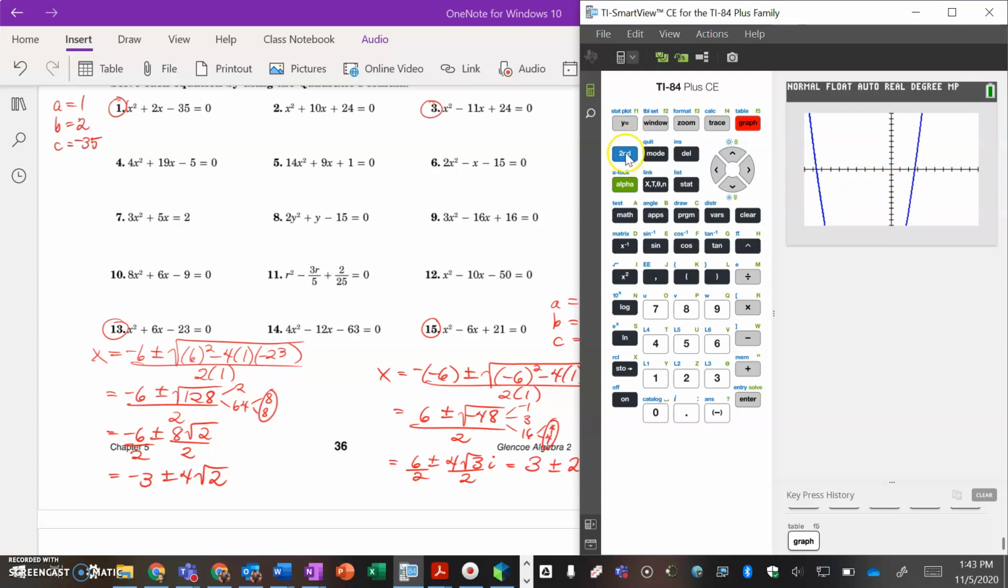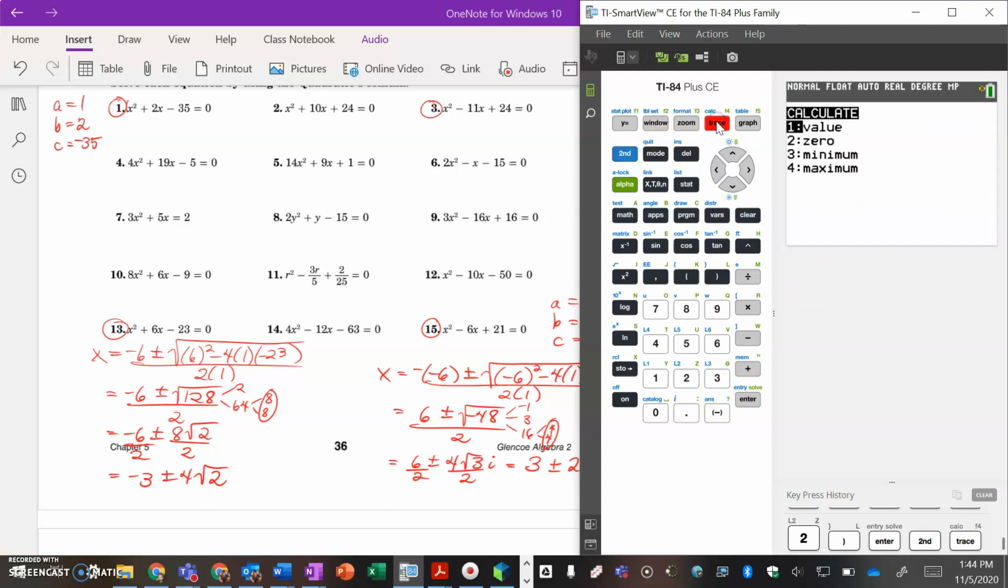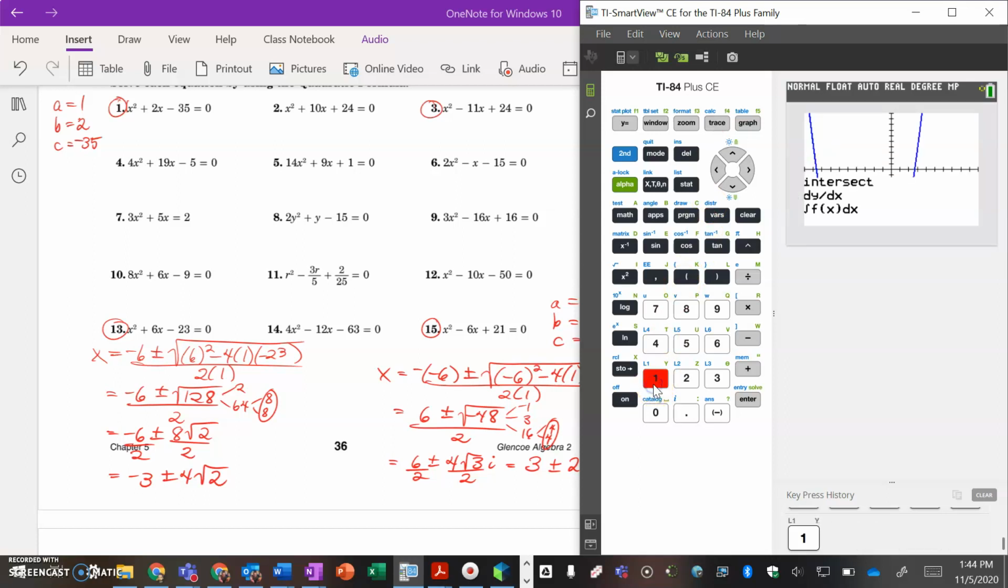So what we can do to prove this, we can hit second trace, option number 1, and then type in, let's say, negative 3 minus 4 root 2. Again, this is working under the assumption that you've already done the algebra. So the graph is to prove, in fact, that negative 3 minus 4 root 2 comma 0, there it is. And the other point here, which should end up being negative 3 plus 4 root 2. These are irrational numbers, remember. Again, ones that you cannot write as fractions.